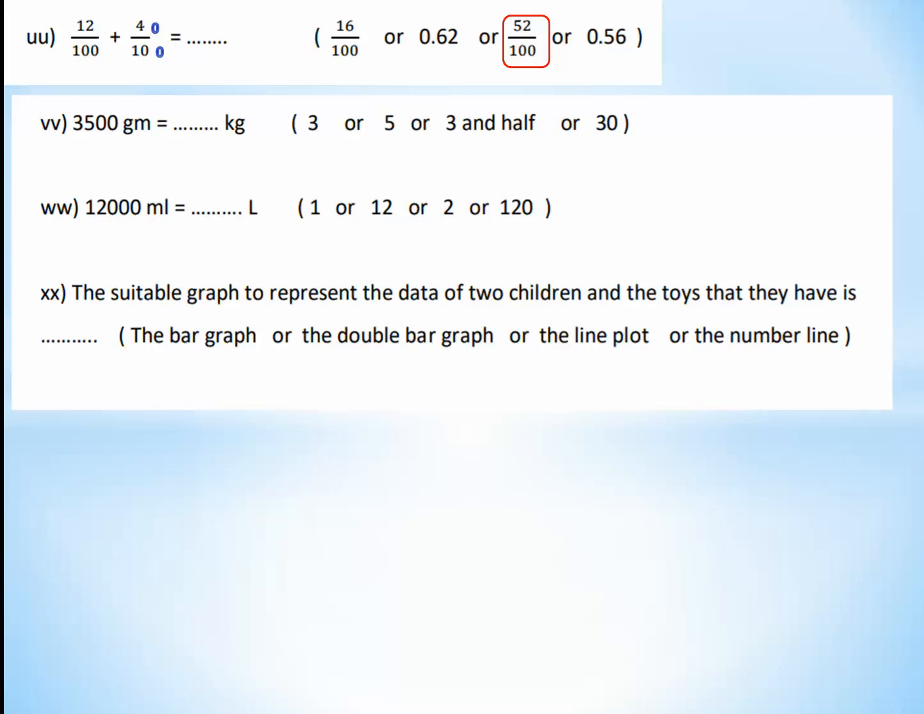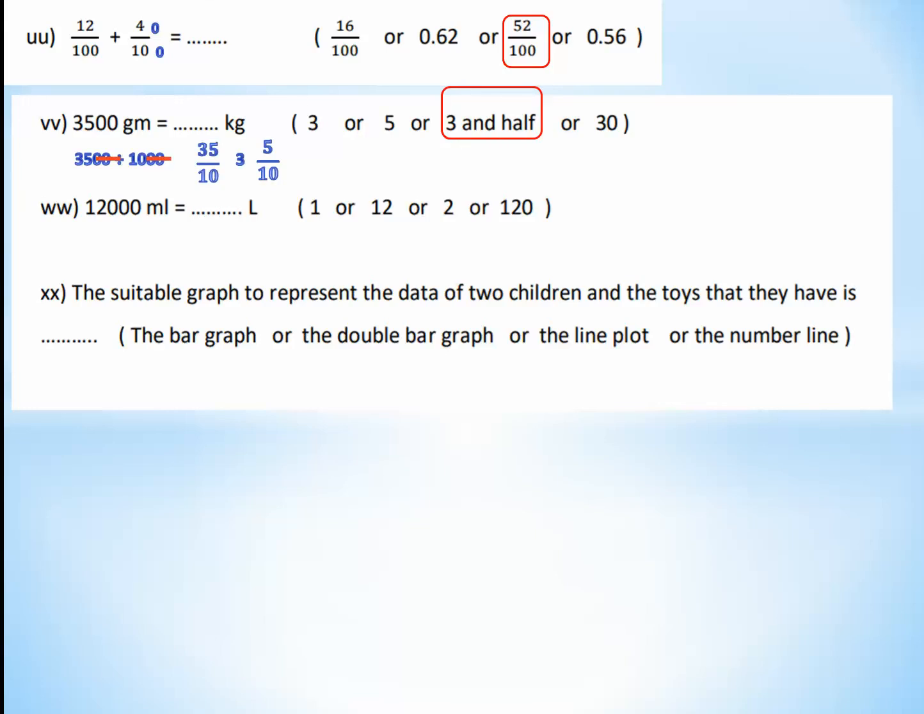3,500 gram equals how many kilograms? We will divide by 1,000, so cross the two zeros. First, ones and tens. It will be 35 over 10, which is 3.5 or 3 and 5 over 10 or 3 and a half. 5 is half of 10, so it will be 3 and a half.